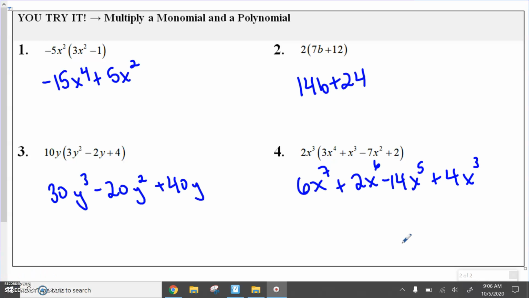Okay, so you're probably going to want to pause just to check your answers here. Especially pay attention to your signs and your exponents while you're checking them. But number 1, I got -15x to the 4th plus 5x squared. Number 2, I got 14b plus 24. Number 3, I got 30y to the 3rd minus 20y squared plus 40y. And number 4, I got 6x to the 7th plus 2x to the 6th minus 14x to the 5th plus 4x to the 3rd.